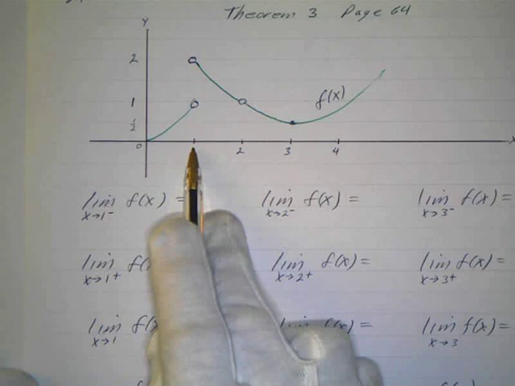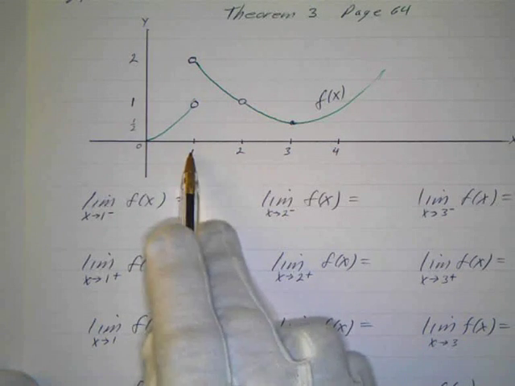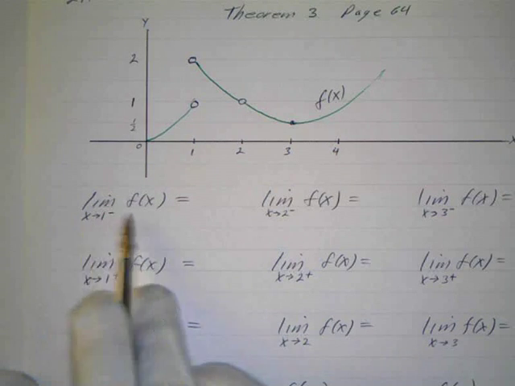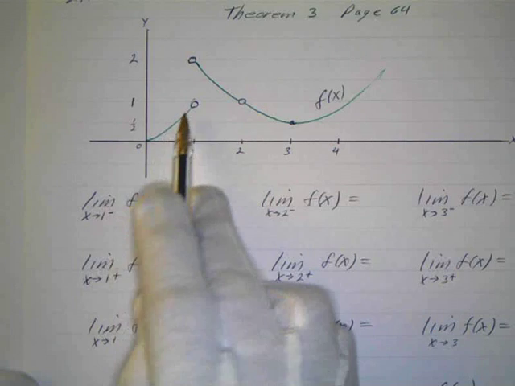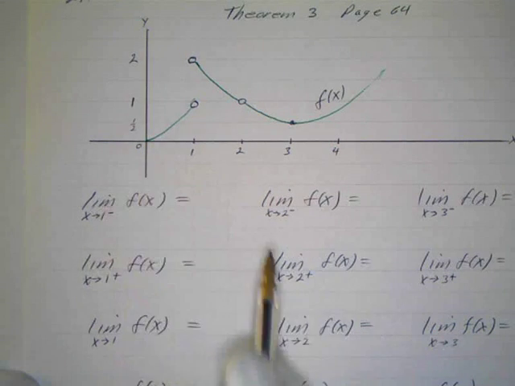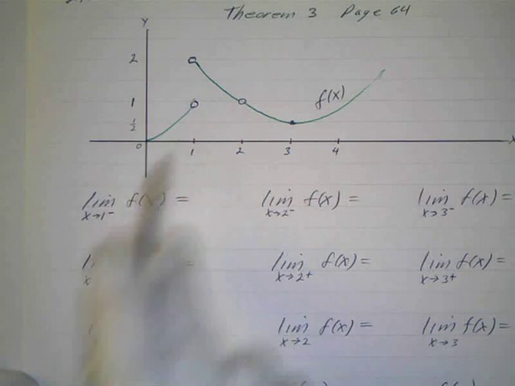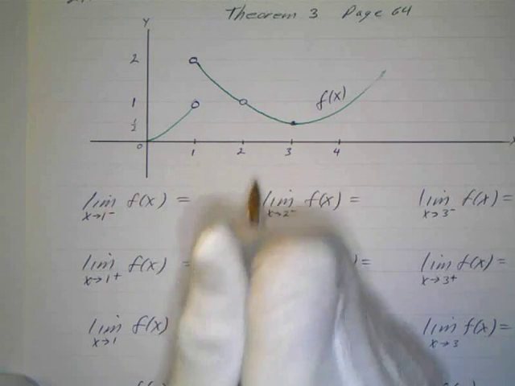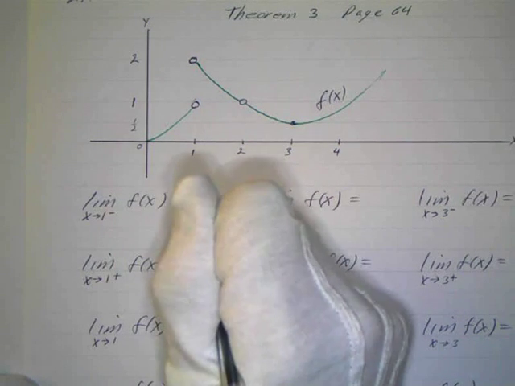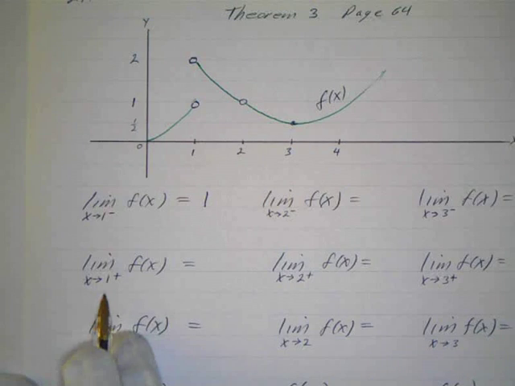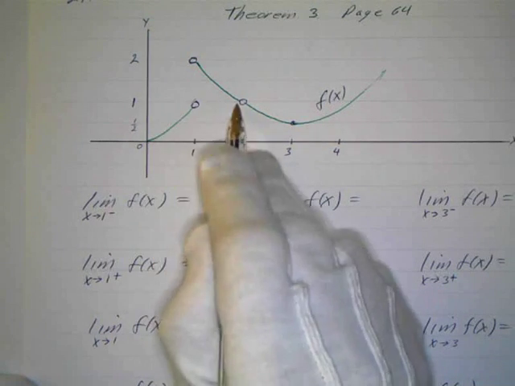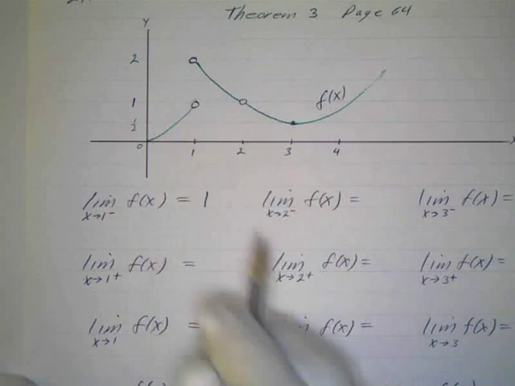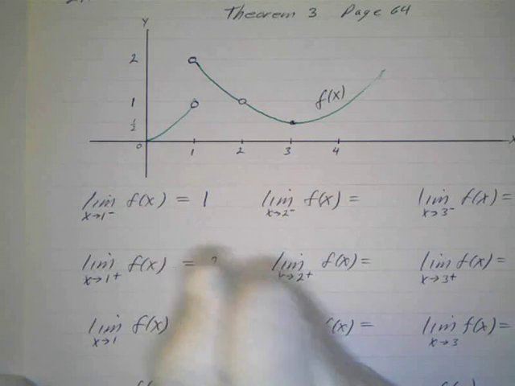Let's look at what happens as x approaches 1. As x approaches 1 from the left side, what's the limit going to be? Well, my vertical position gets closer and closer to 1. So as x approaches 1 from the left, the left-hand limit, that would be 1. But as x approaches 1 from the right, it's approaching a vertical position of 2, so the right-hand limit is 2.